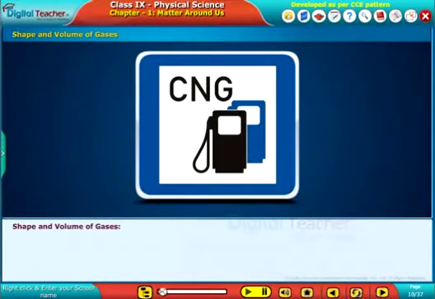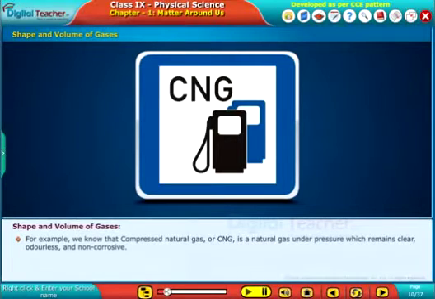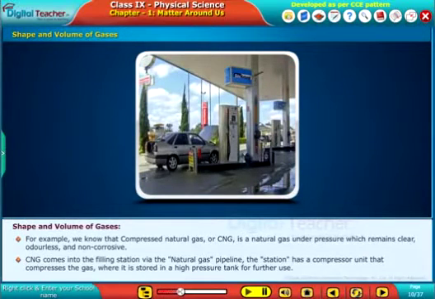Let us know about shape and volume of gases. For example, we know that compressed natural gas or CNG is a natural gas under pressure which remains clear, odorless and non-corrosive. CNG comes into the filling station via the natural gas pipeline. The station has a compressor unit that compresses the gas where it is stored in a high-pressure tank for further use.